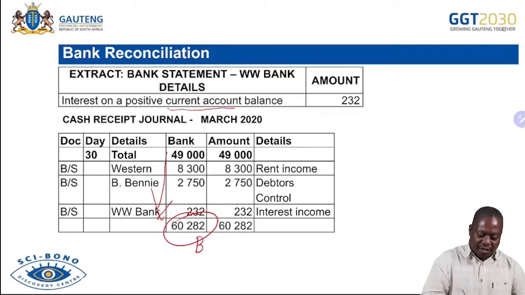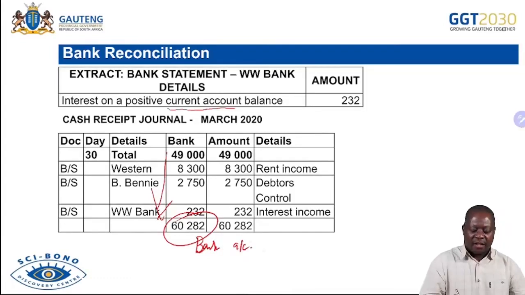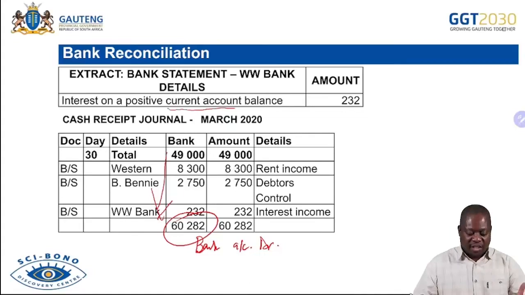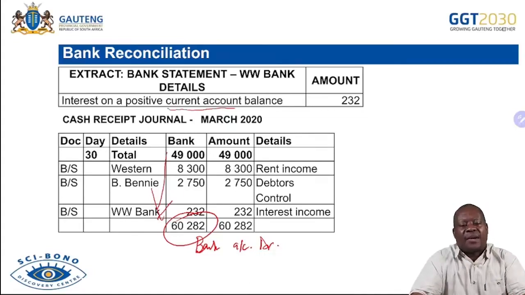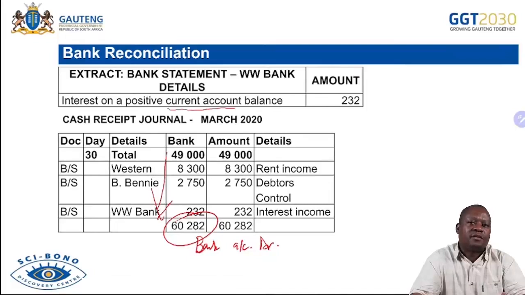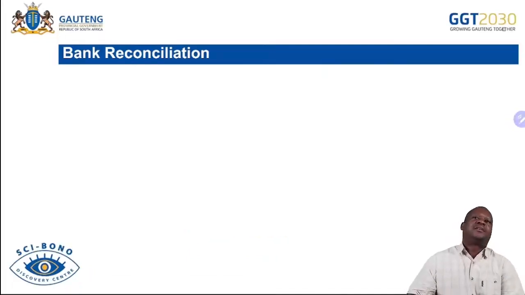And why do we need this? It goes to the bank account. On which side? On the debit side. As what? Total receipts. Or we can just include it as sundries. Total. Thank you. Now we move on to the next statement.